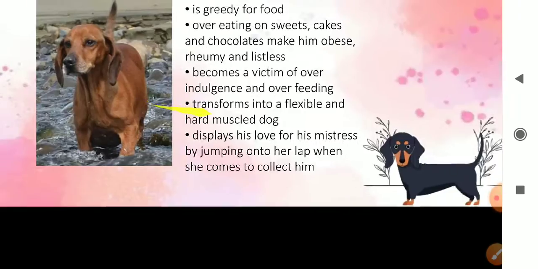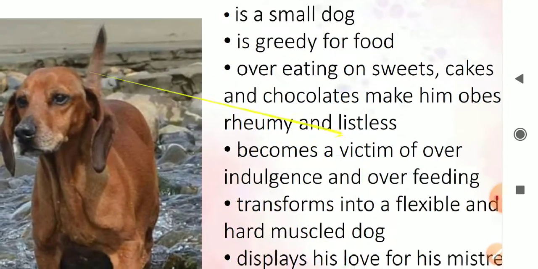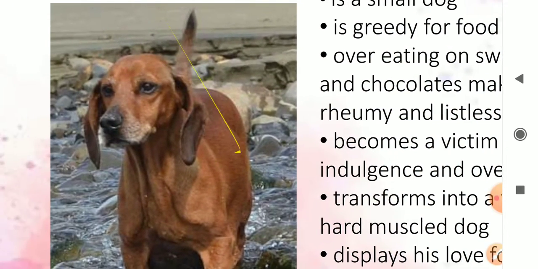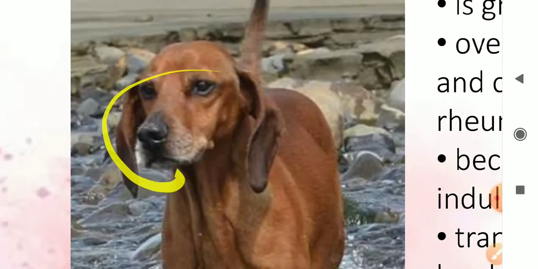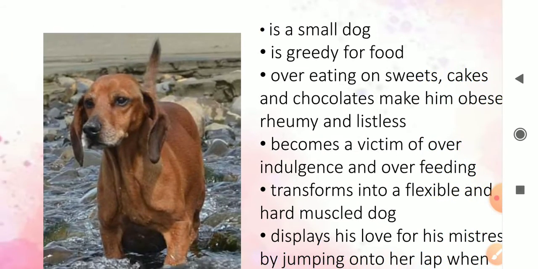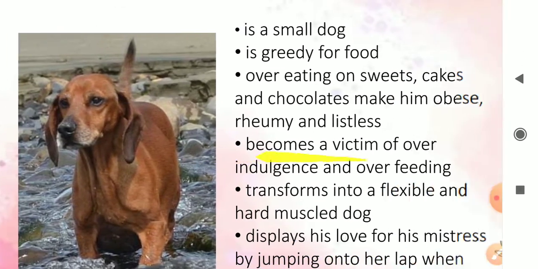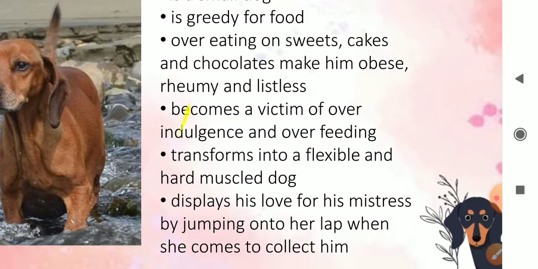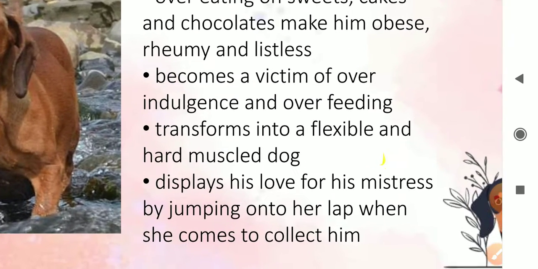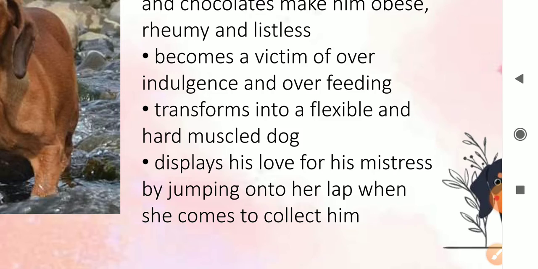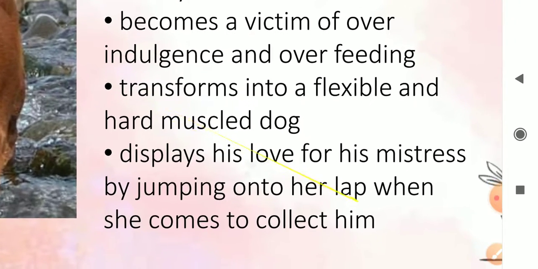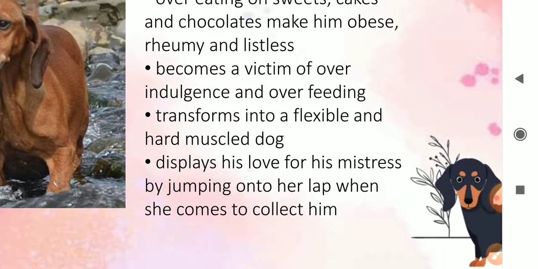transformed into a flexible and hard muscled dog by Dr. Harriott. Remember, Tricky was transformed, changed into a hard muscled dog afterwards by Dr. Harriott's involvement in the story. And earlier it was an overfed dog. The lady Mrs. Pomfrey loved feeding her dog a lot, and Tricky was greedy for food.